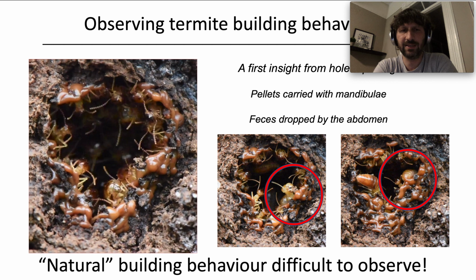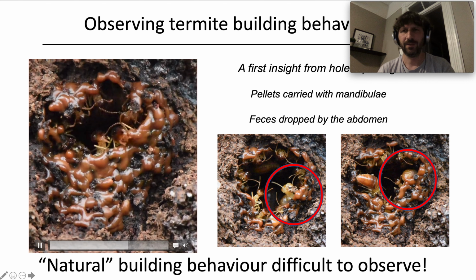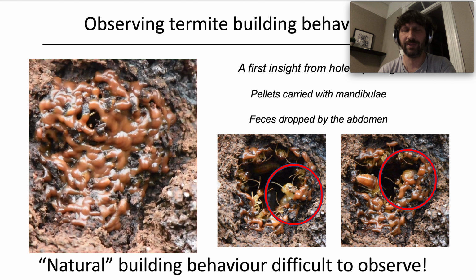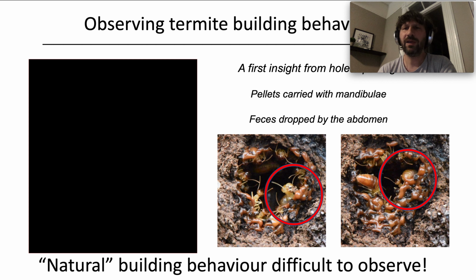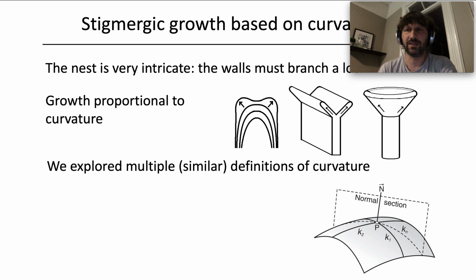As soon as they are exposed to the outside environment, they will close any hole, any gap in the nest wall, and immediately become invisible for human observation. So how can we address the question about the building mechanisms? One way is with some insight about the geometry of the structure itself.